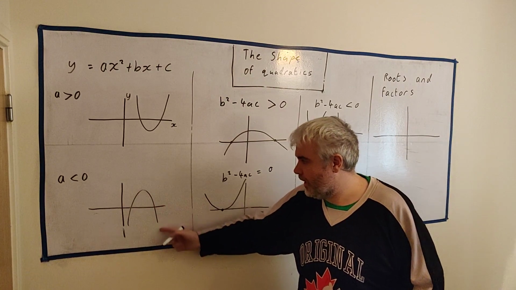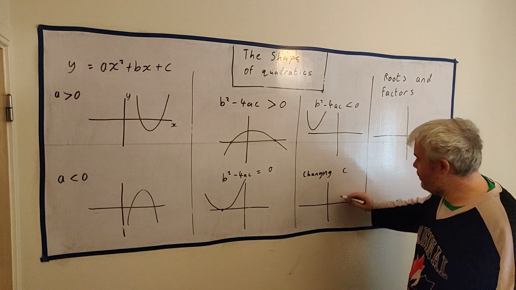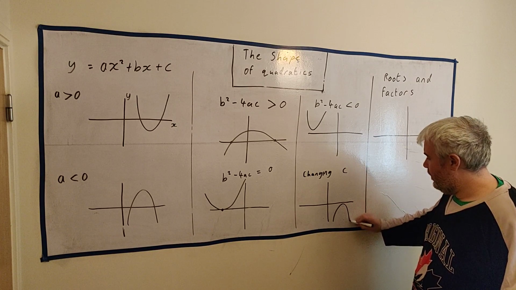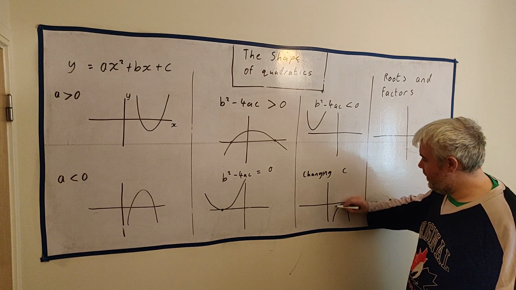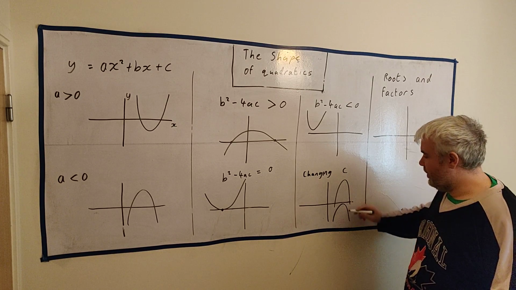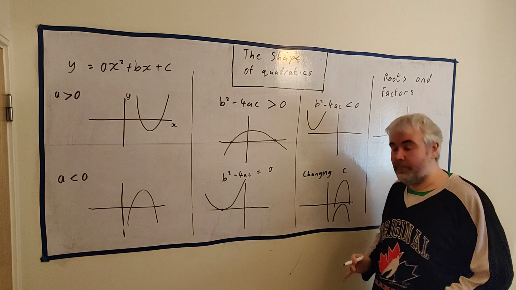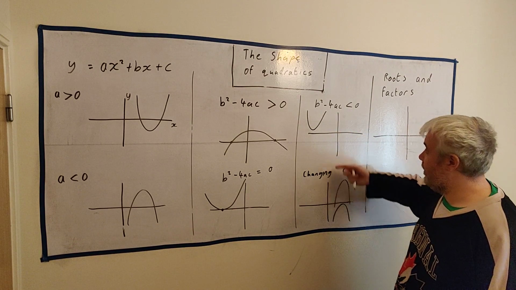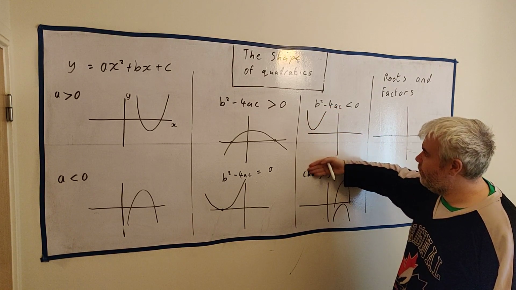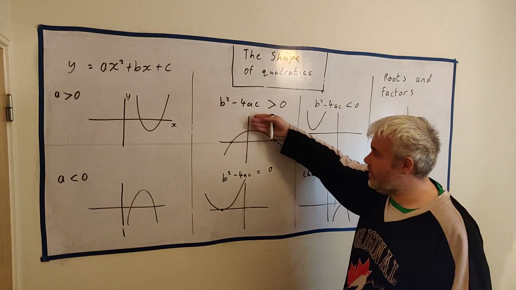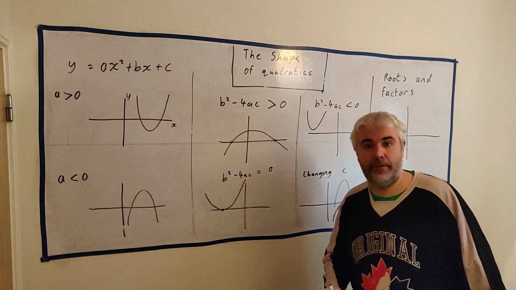I'll draw this picture again. But if I change the c, it could look like this. If I change it again, it could look like this. Sorry, that shape is meant to be identical. These are meant to be identical shapes. All it will change is its height. If I change c, it will just move up or down.